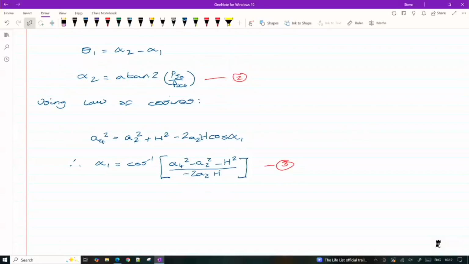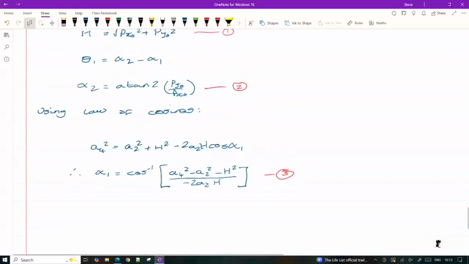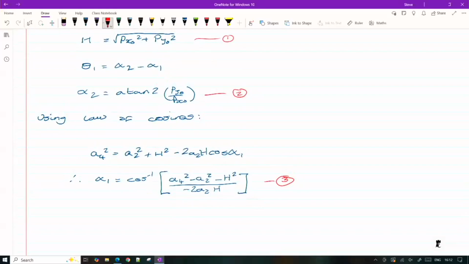We know A4 and A2, they're our fixed link lengths, so we can use that to get an angle for alpha 1. Okay, so then we have expressions for alpha 1, alpha 2, where we know everything to give alpha 1 and alpha 2, so we can then come up with a solution for theta 1. Okay, so if you were writing this up in code, program an algorithm, the order I've written there, the order you would solve them in. Okay, so you do equation 1, equation 2, equation 3, then you can solve equation 4 to come up with your revolute joint variable.